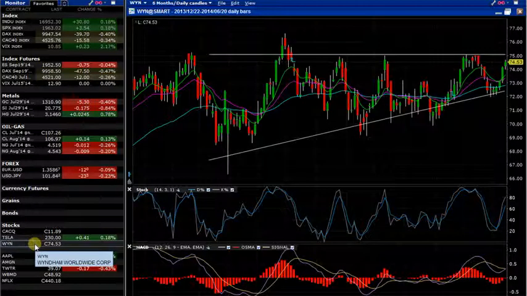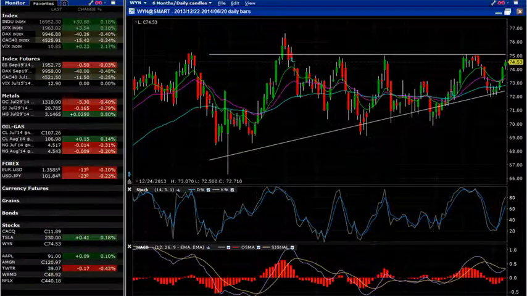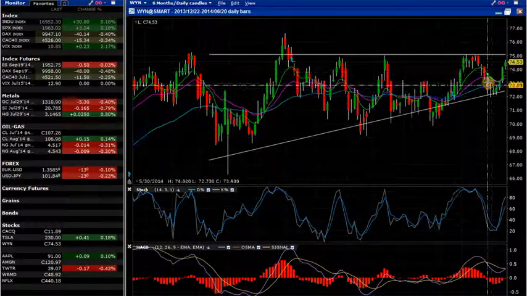Quickly, Wynn Resorts, Wyndham Worldwide. This is a triangle pattern. Sometimes it's set up with a flag. This is an ascending pattern. So like I said, this is an ascending pattern. You can see a triangle here.